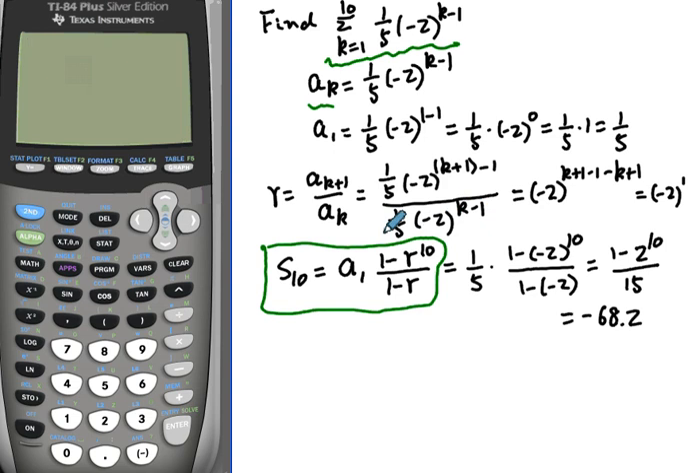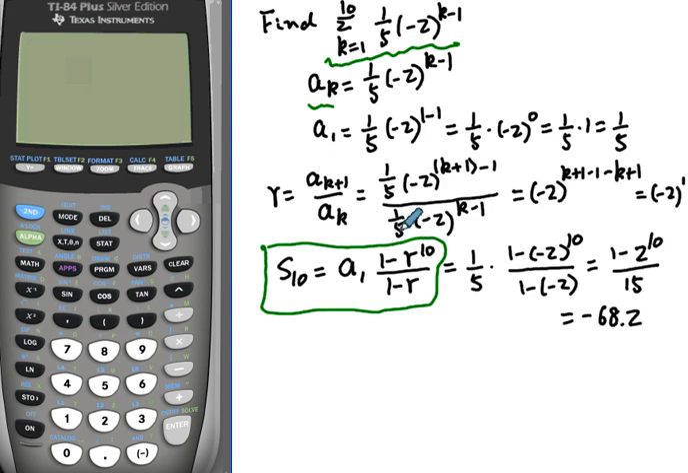So we want to identify the current term a_k, which would be this one, 1 over 5 times negative 2 to the exponent k minus 1. The following term would be a sub k plus 1, so you just replace this k with k plus 1. That would be the following term. Then we do the division.